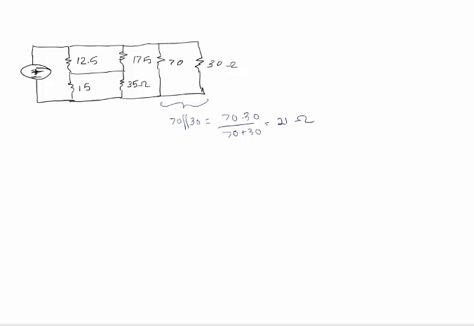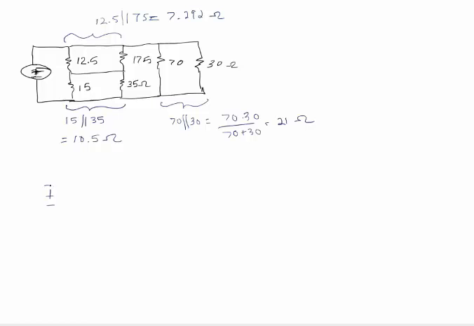I see that 12.5 is in parallel with 17.5 ohms. So if I do that calculation, I will get 7.292 ohms. And down here I see that 15 is in parallel with 35 ohms. So the 15 in parallel with 35 will give me 10.5 ohms.